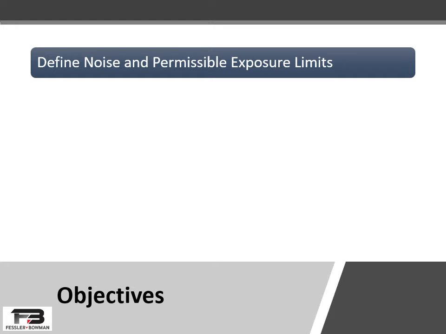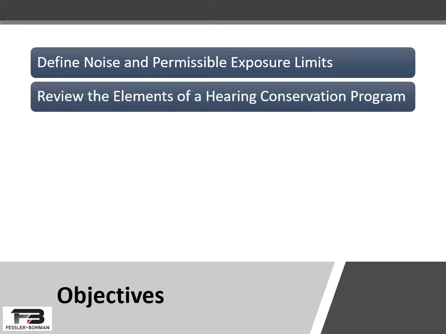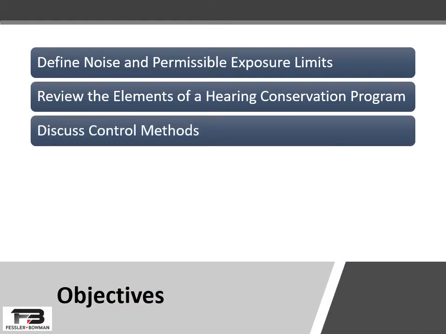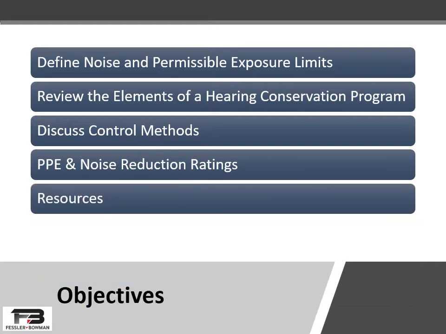In this program, we will be discussing the following points: the definition of noise and OSHA's permissible exposure limit for noise in construction, the elements of an effective hearing conservation program, the control methods used according to the NIOSH hierarchy of controls, various types of personal protective equipment used for hearing protection, and some resources available to employers and employees interested in getting more information on this topic.